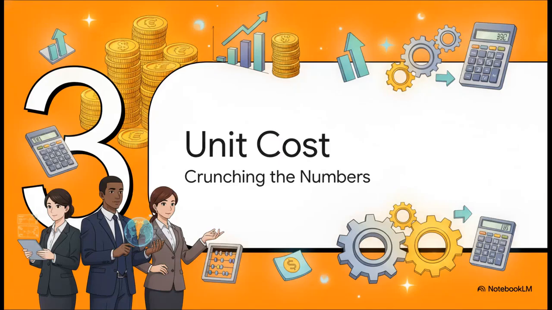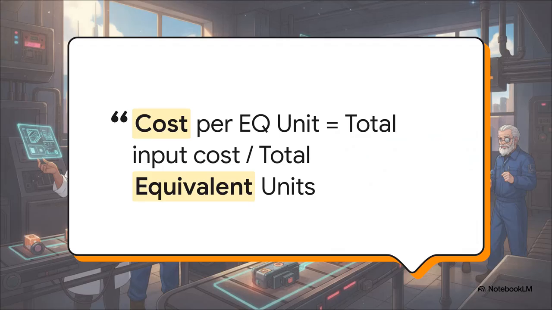All right, Section 3, calculating the unit cost. Now that we have everything translated into the exact same language, let's look at the financial side of things. Here's another formula to highlight in bright pink. Cost per equivalent unit equals the total input cost divided by the total equivalent units. It's wonderfully logical when you think about it. You just take all the money the factory spent on materials, labor, and overhead and divide it by the total number of equivalent units we just figured out.